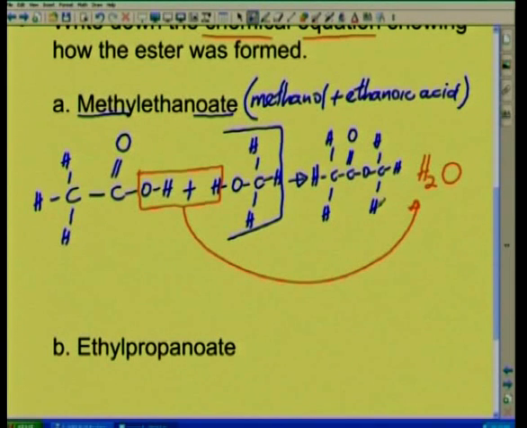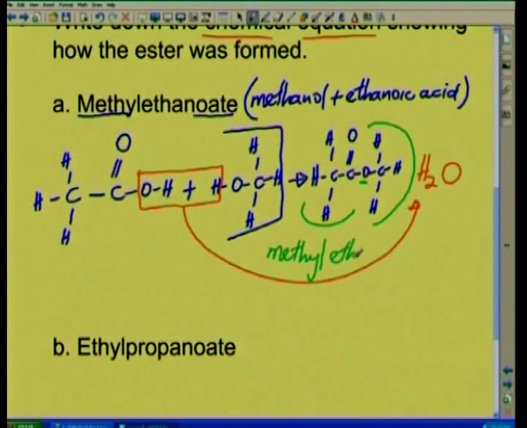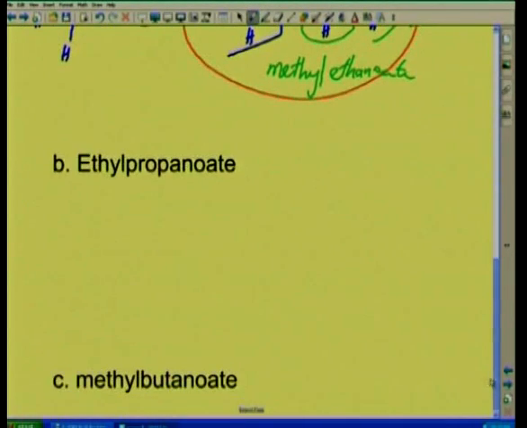Now if you check here, you would see that you've got your methyl group there, and then you've got your acid part there, and you've got the oxygen in between them. So this is now your methyl ethanoate. That's how it was formed. Let's go to the next one.